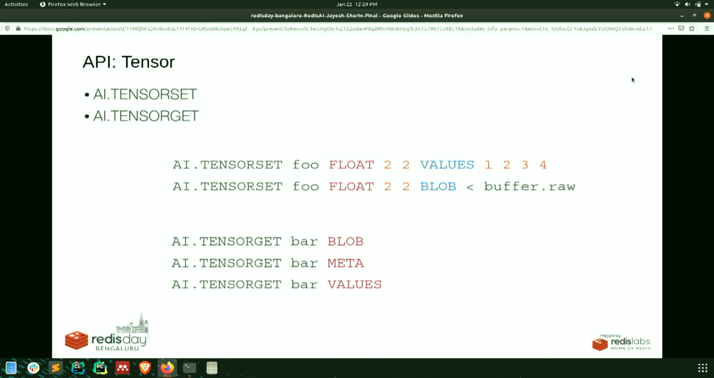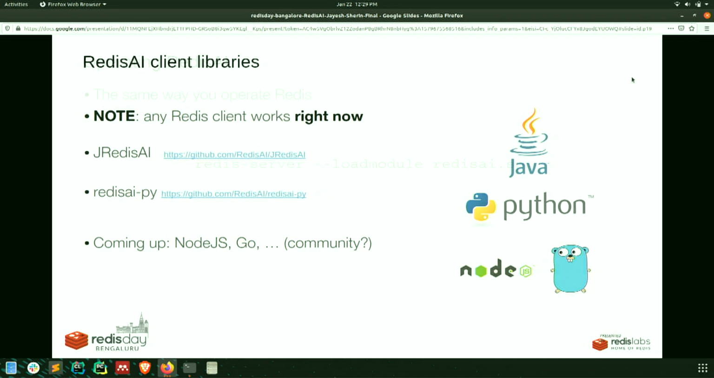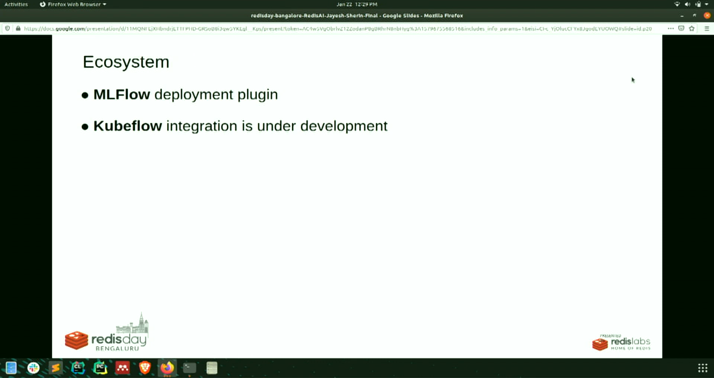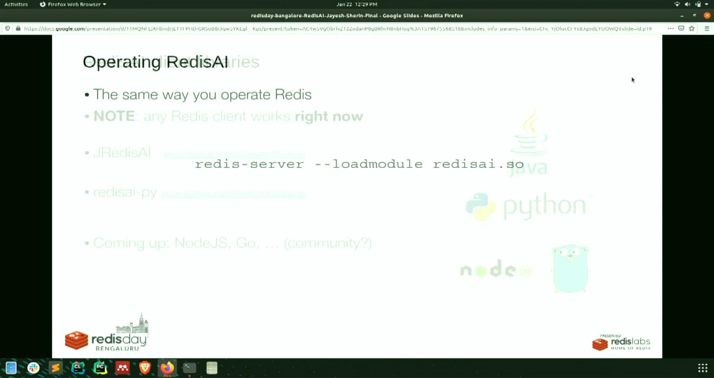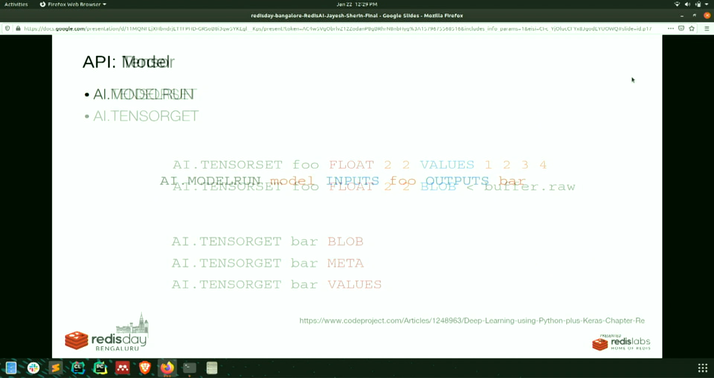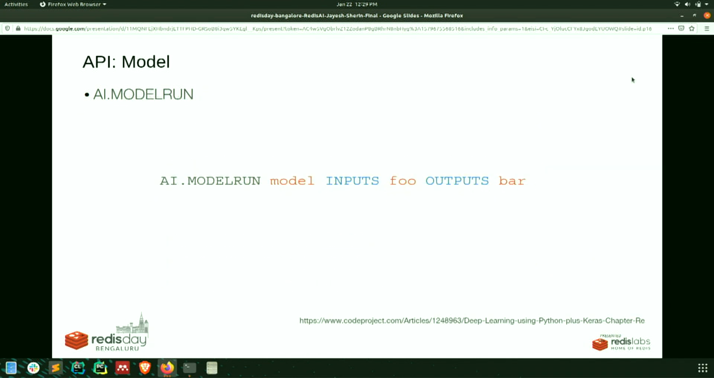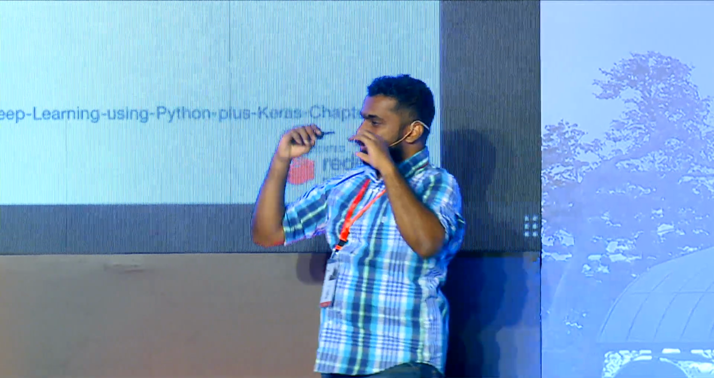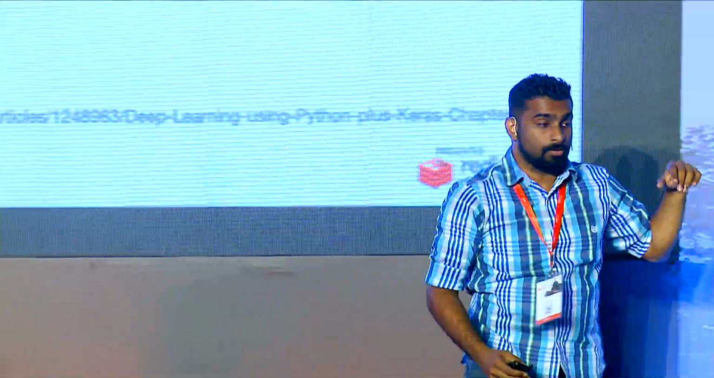That's the next slide. So you have two tensor APIs available, tensor set and tensor get. For this model to run, you need to have the inputs foo loaded there, and you are telling RedisAI to take the output. Remember, the tensor goes into the model, and you get the tensor out. You're telling RedisAI to take that tensor out and store that in another key called bar.